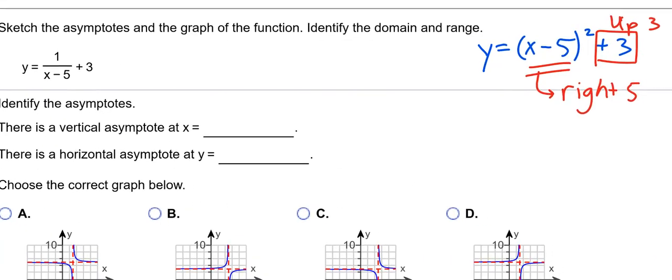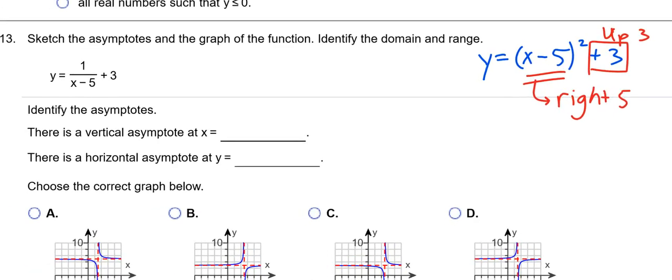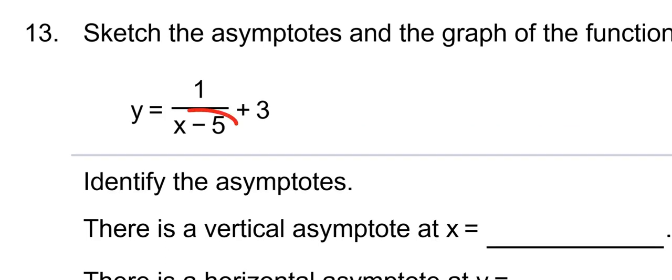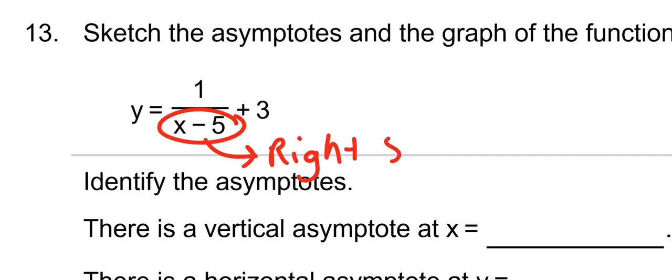Okay, well, that pretty much wasn't the point. I just wanted to review what we'd done way back when. Now we want to do question 13. Is the x minus 5 in the denominator going to make it go to the left? No. It's going to go to the right 5. So when I look at this down here in the bottom, I need to know that it went right 5. But what does it mean? Does it mean up 3 or down 3? Up 3.